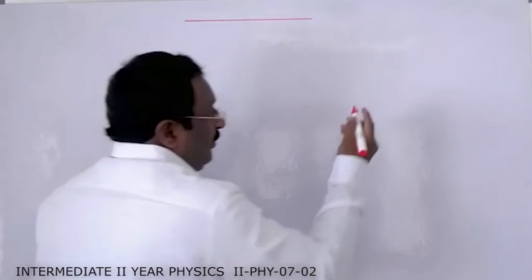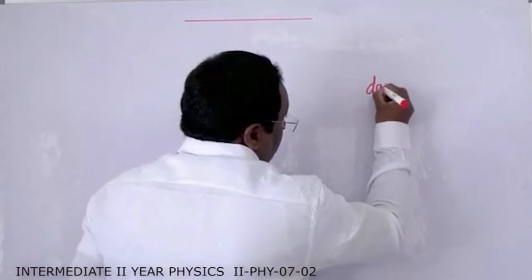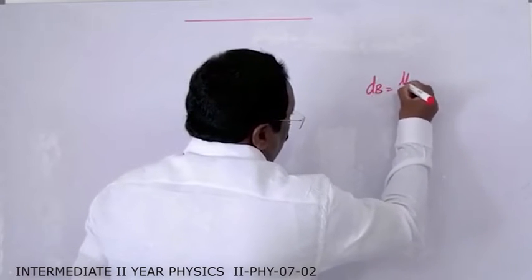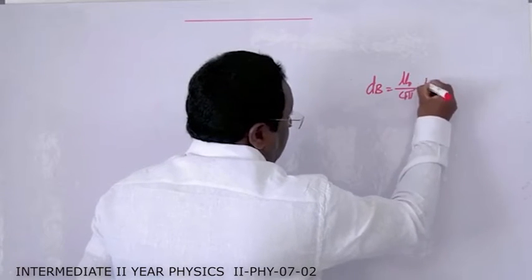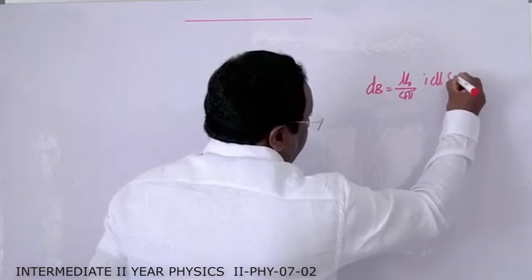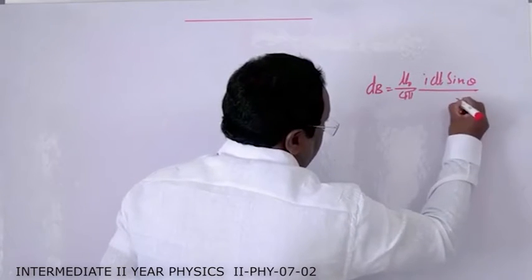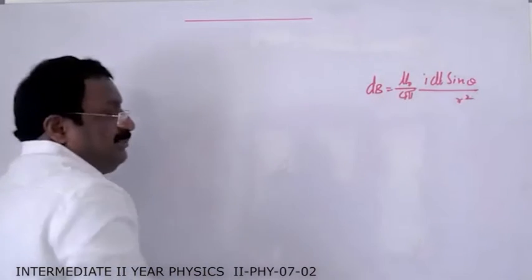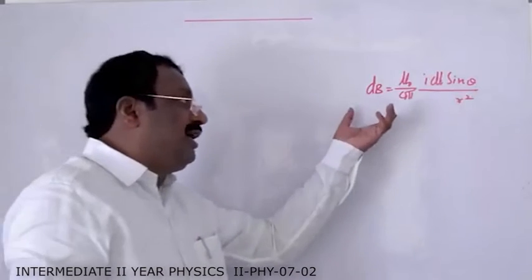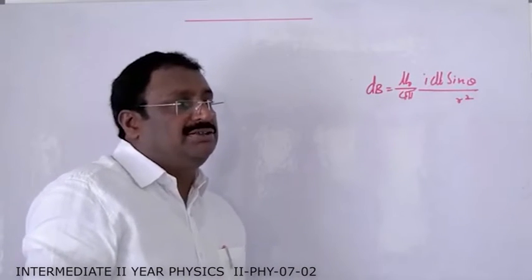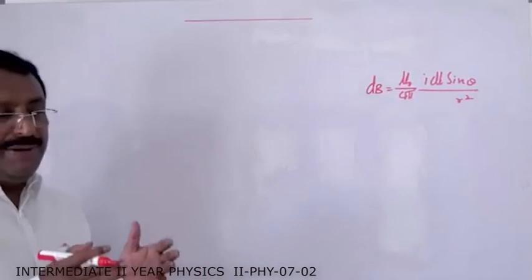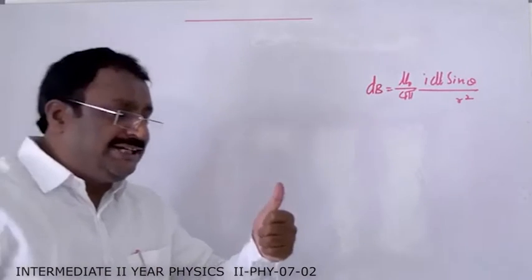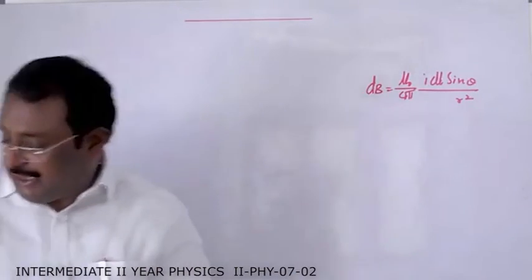In the previous class, we studied the Biot-Savart law: dB is equal to mu naught by 4 pi, I dl sin theta by r square. Its purpose was to find the magnetic field due to a small element of a current carrying conductor. Today, I am going to talk about the magnetic field due to a straight current carrying conductor.